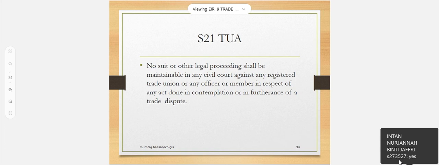So this section protects the trade union. You cannot simply take a suit or any other legal proceedings if it is done in furtherance of a trade dispute, or under the Industrial Relations Act or Trade Union Act. Okay. So any questions so far?